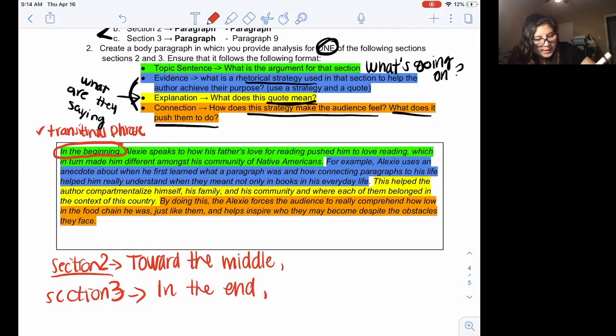And then here, Alexi speaks to how his father's love for reading pushed him to love reading, which in turn made him different amongst his community of Native Americans. So that's what the first part is about. The next part is his example. For example, Alexi uses an anecdote. So there's his strategy.